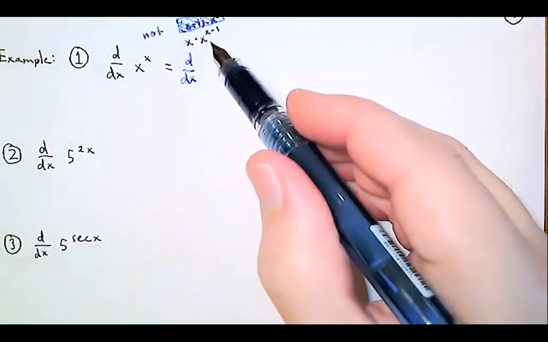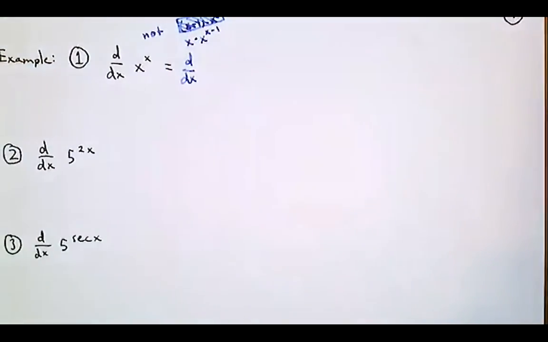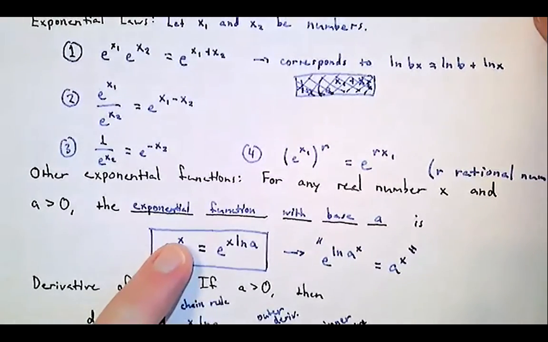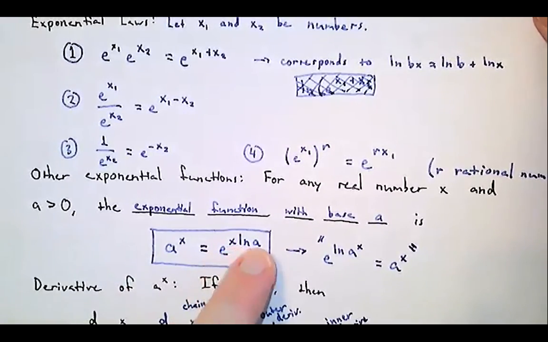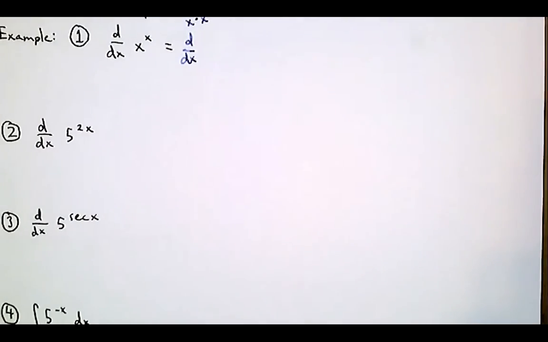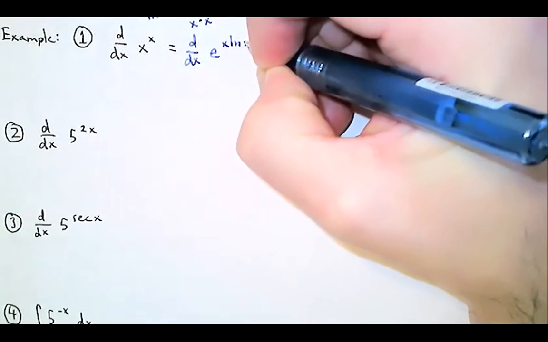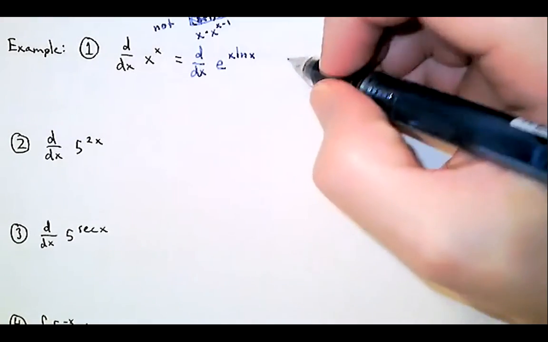So instead of using the power rule, we have to go back to the definition that we just learned for exponentials. Here we go. So for x to the x, we'll just put an x where a is. So e to the x times the log of x. And now it's a chain rule problem.